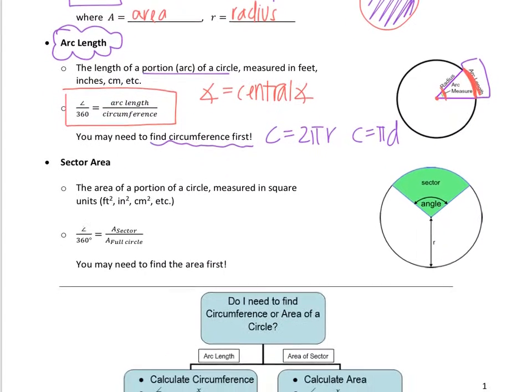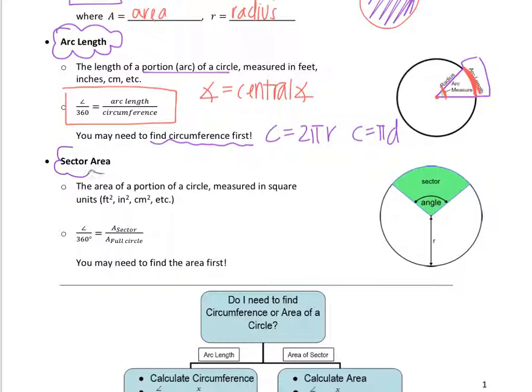The next thing we're going to talk about is something called sector area. This is a portion of a circle inside, meaning an area of a part of a circle. So sometimes you have to find the area of the full circle first before we use a very similar proportion to find the area of a portion, the area of a sector. The angle is still, again, the central angle, always measured out of 360 degrees, and it's equal to area of a sector over area of the full circle. And again, we can find the area of a sector once we find the area of the full circle first. Area of a full circle, don't forget, A equals pi r squared.